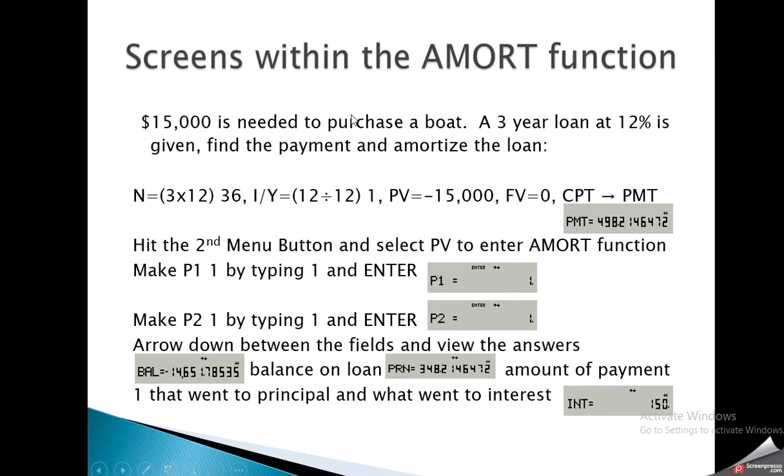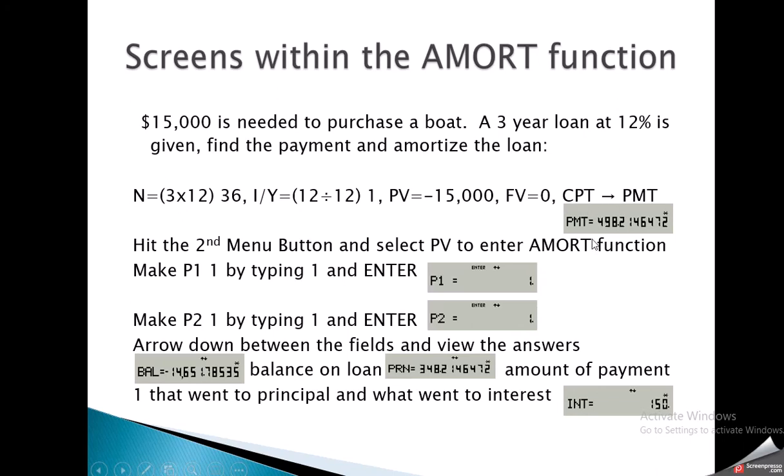So again, now here's an example. Say we have $15,000 needed to purchase a boat. We get a 3-year loan at 12%, find the payment, and then amortize the loan. So our first step again is our time value money keys. Our N is the 36 months. Our I/Y is the monthly rate of 1%. The present value is what we borrow today, $15,000. Future value 0, and then we compute the payment.